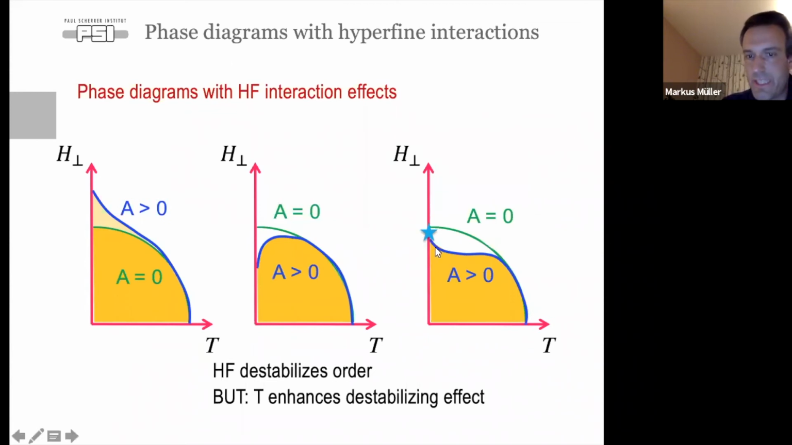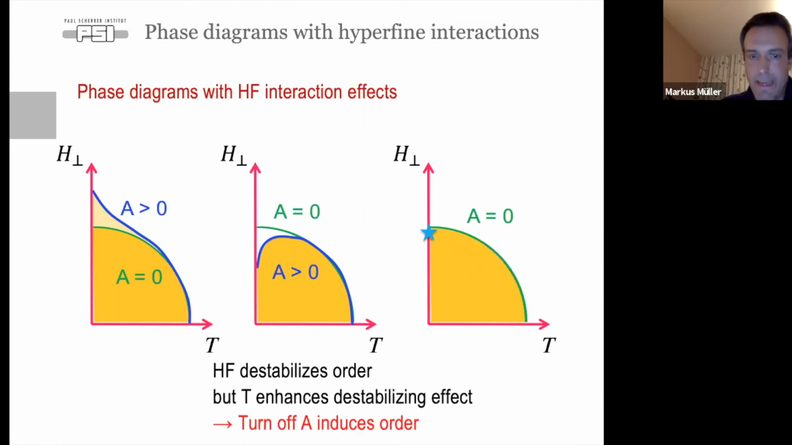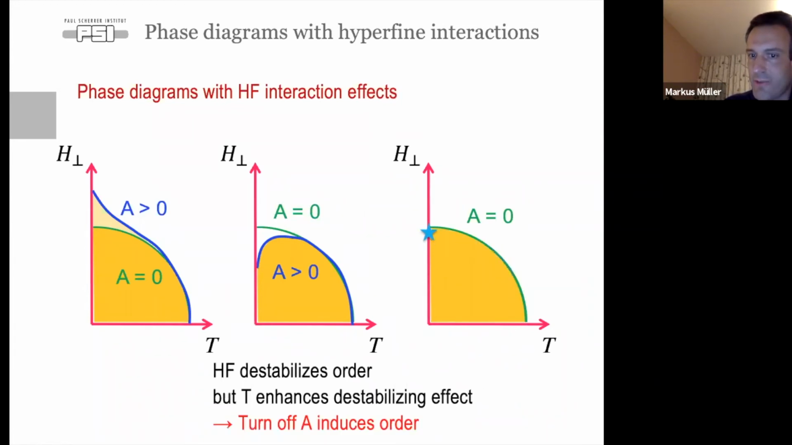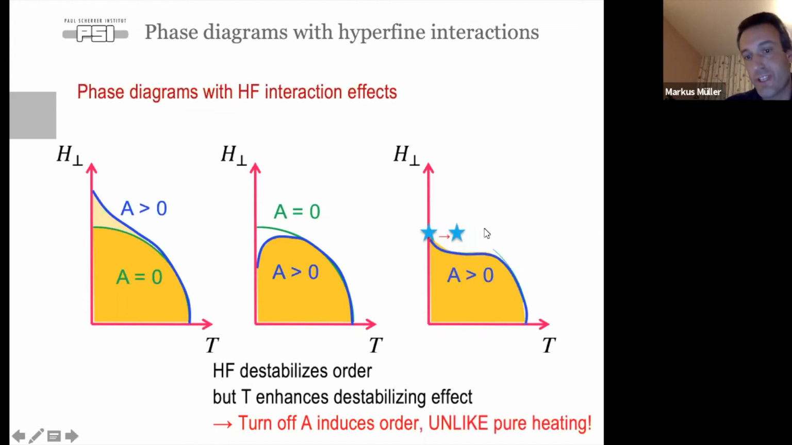A third possibility might be that you destabilize the order by hyperfine coupling, but that the temperature effect is not like here, but the opposite way. That's a bit exotic, but I think it can happen. And if you have that, and you switch off the hyperfine effect, then you would be in the ordered state. But if you heat, you would not get the same effect. So you would have a way to tell whether you really control the hyperfine interaction by some manipulation or whether you just heat, which has two different effects. That would be conceptually interesting.